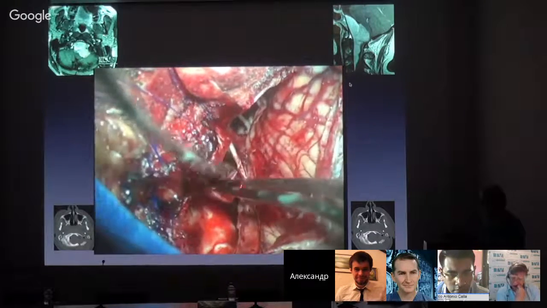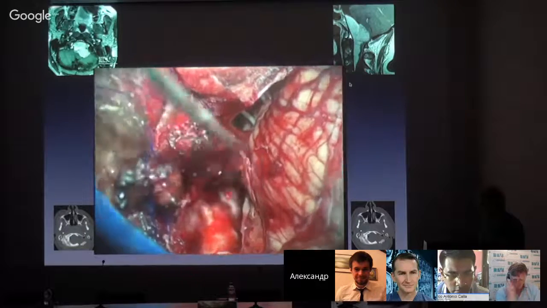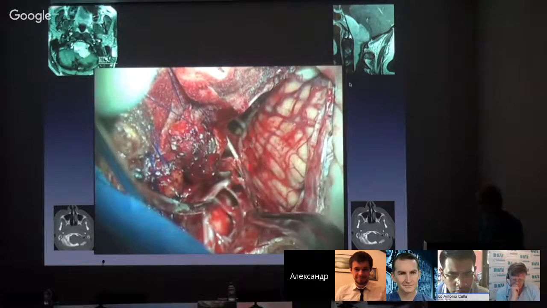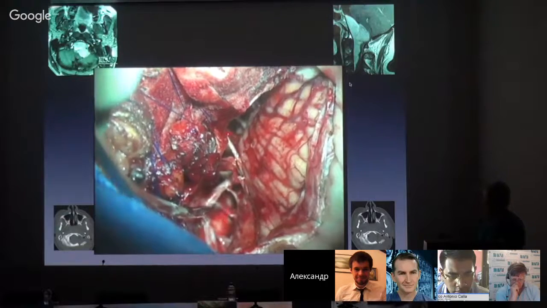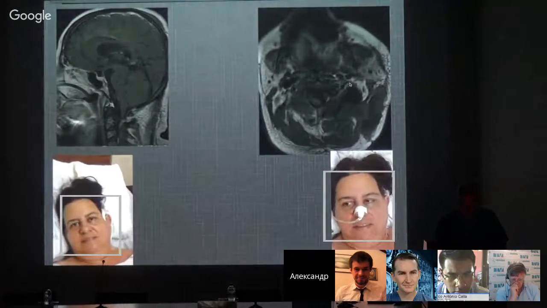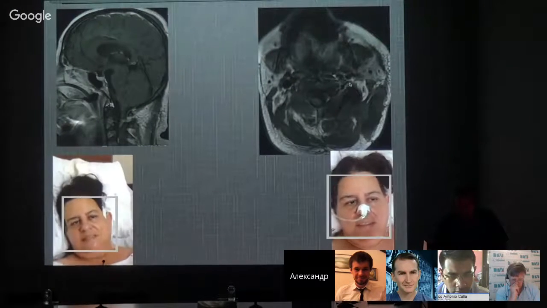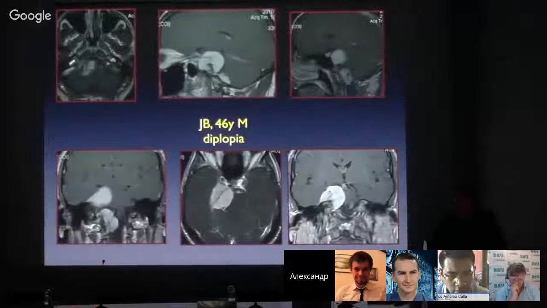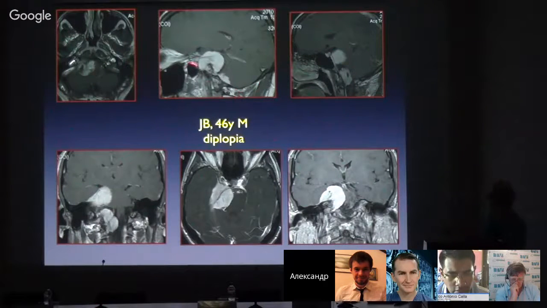Okay, lower cranial nerves here, 11th. You are coming from below. You're not working through the nerves. You are coming from below. See, this way you can remove the tumor medially. And pre and post-op, the patient. There are cases like this that I showed yesterday.